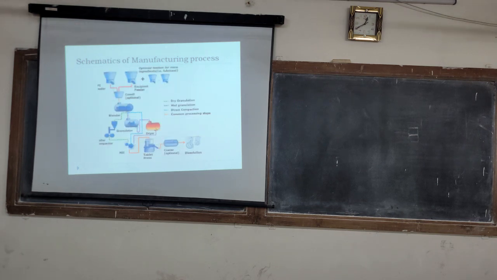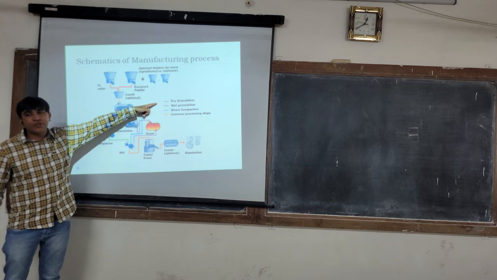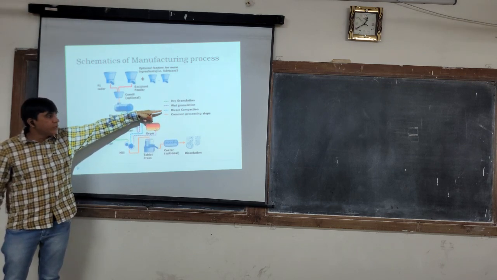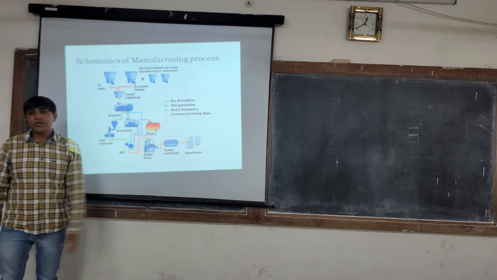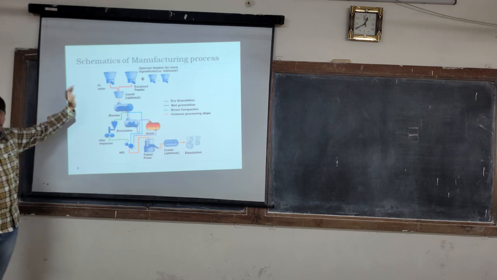This is a scheme for the manufacturing process. The green dotted lines show the steps involved in dry granulation, the purple ones wet granulation, the blue one direct compression, and the orange ones are common steps involved in all the processing. So in a single chart, you can find all.